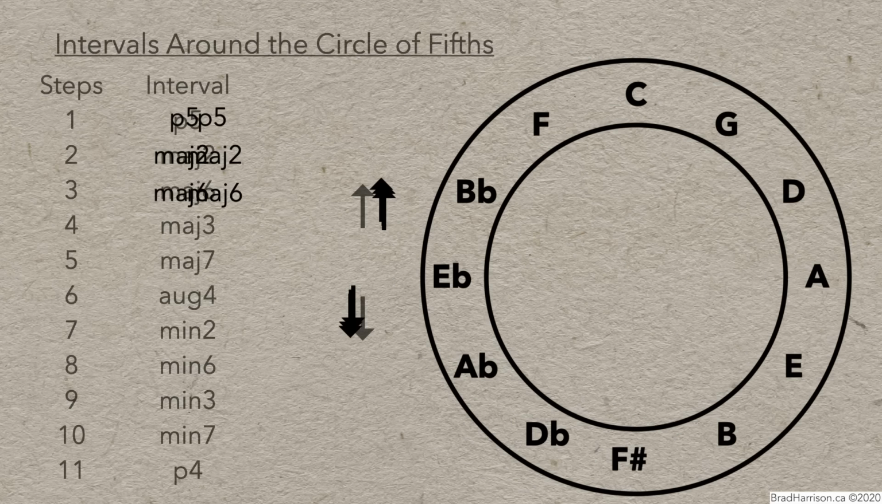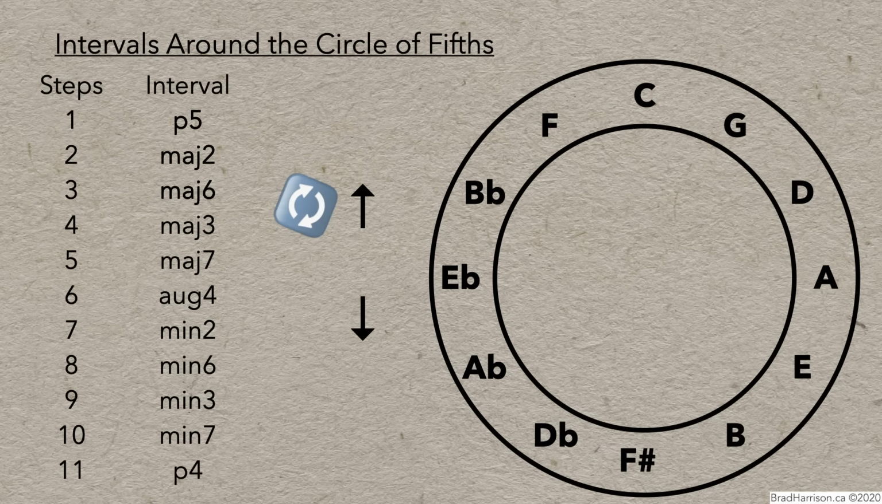Here's a chart for all the intervals on the circle. Clockwise makes the interval go up, and counterclockwise makes the interval go down. This idea is useful for a couple of reasons. First, you could use this as a calculator to transpose a note or a key. Musicians who play transposing instruments need to do this all the time.